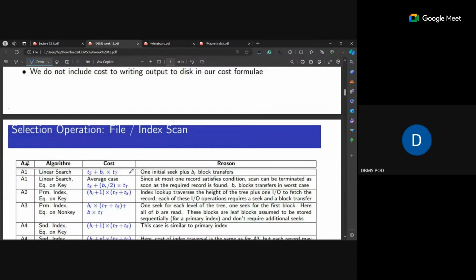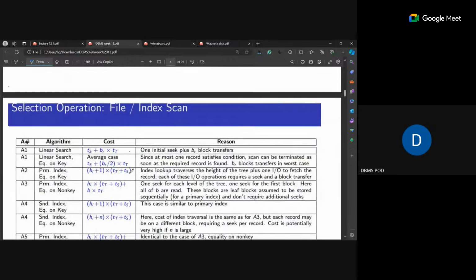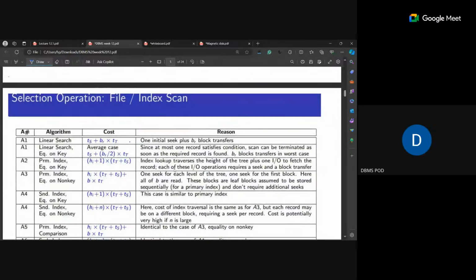Now we'll see the selection operation or file indexing. Suppose you are doing the linear search. What will be the cost? Suppose you are doing the linear search, and there is this assumption here: all the files are present in one track. So what will be the cost if you are doing the linear search? First, one seek time is required, right?